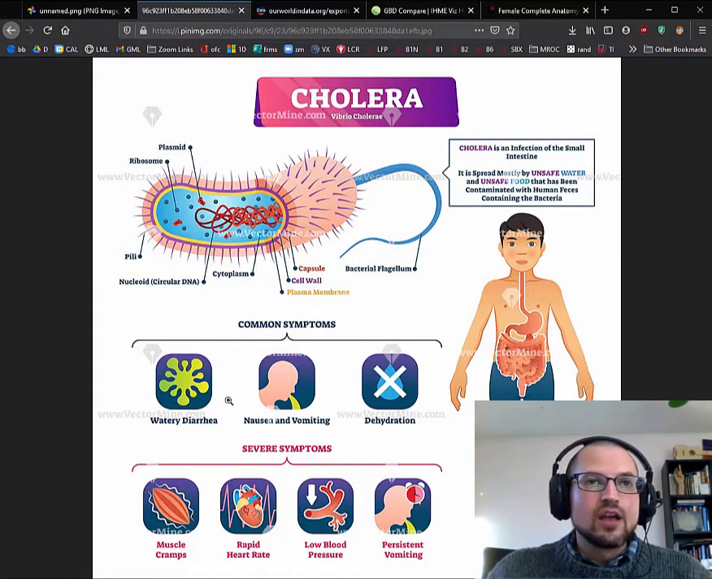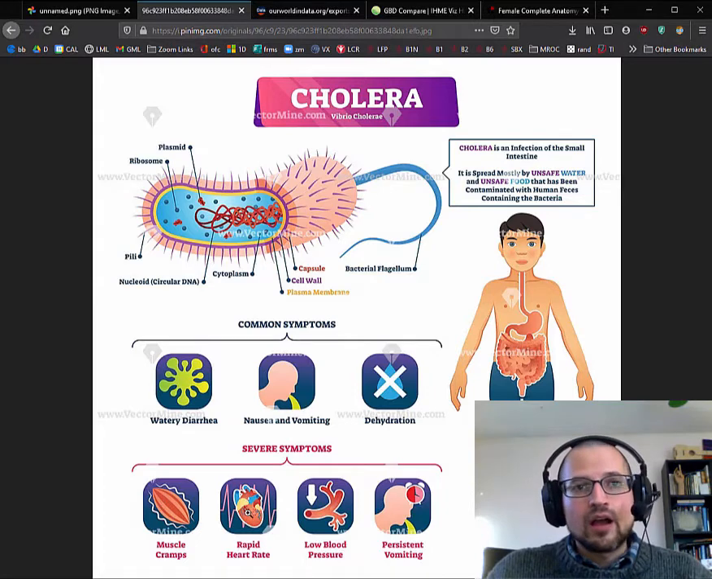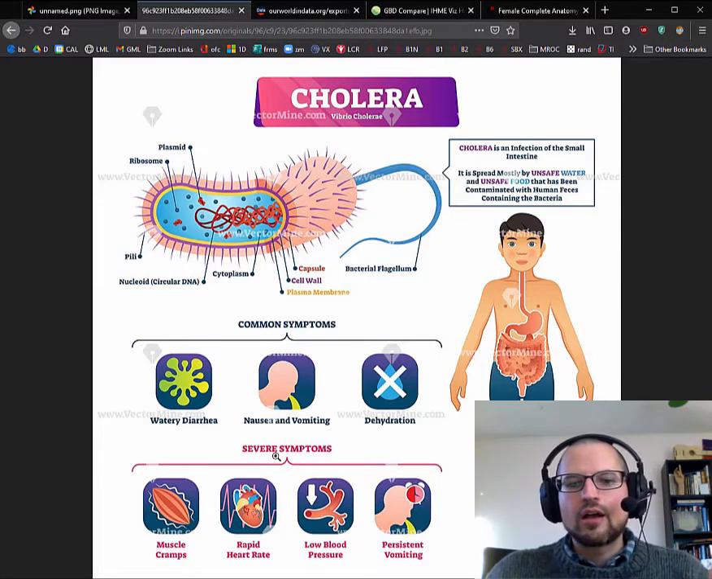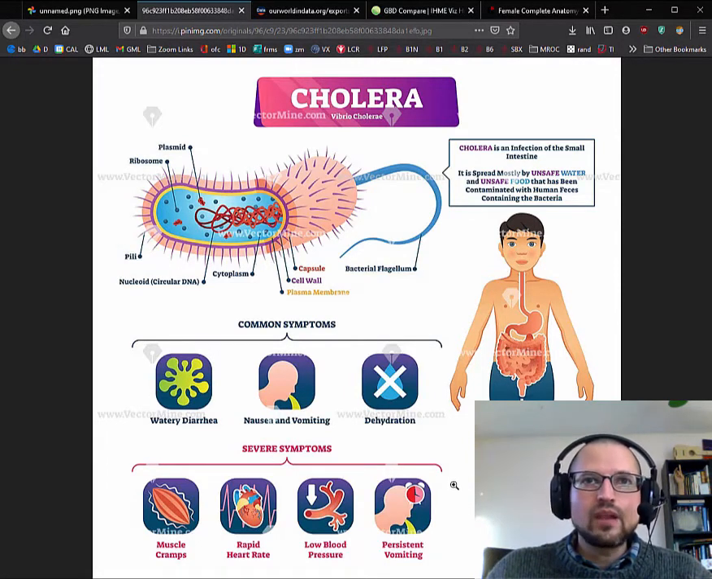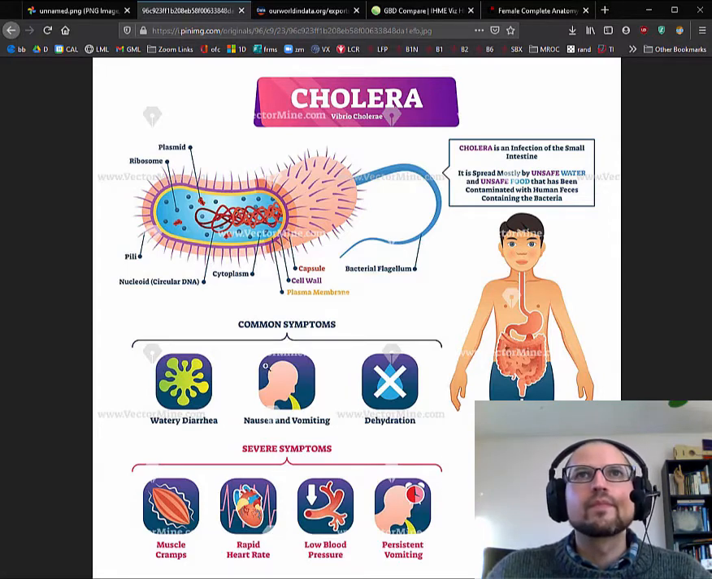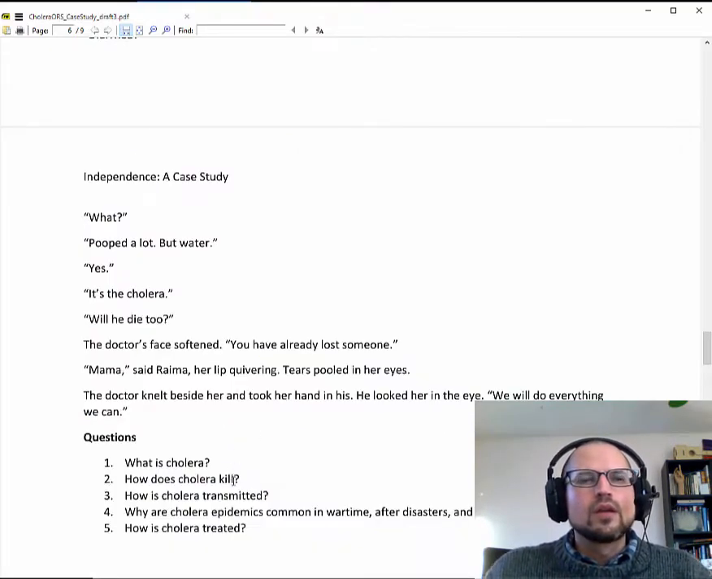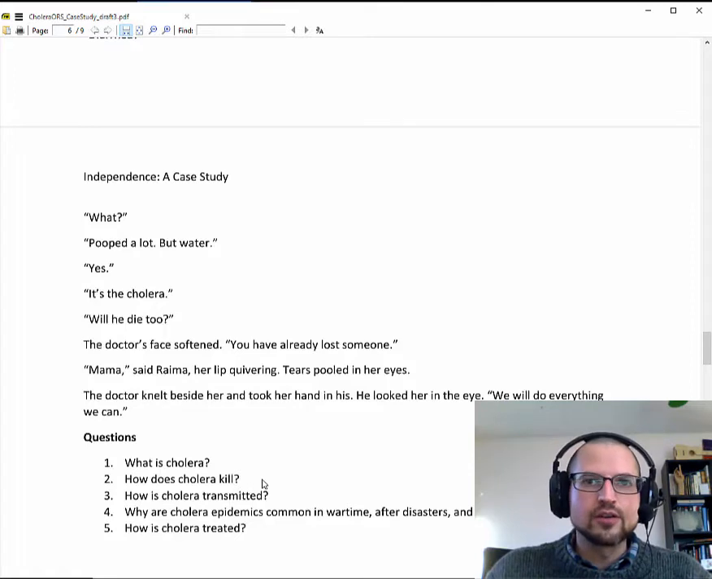The common symptoms, as we've seen, watery diarrhea, ample watery diarrhea, nausea and vomiting, and then dehydration, which is the really concerning cause. If this dehydration progresses long enough, we'll see muscle cramps, rapid heart rate paired with low blood pressure. As a result of the dehydration, it's harder and harder to keep that blood pressure up because there's just less volume in the bloodstream, and persistent vomiting and diarrhea continuing over time. How does it kill? Principally through the dehydration. So eventually you become so dehydrated that your organs start to fail, and death follows soon after.